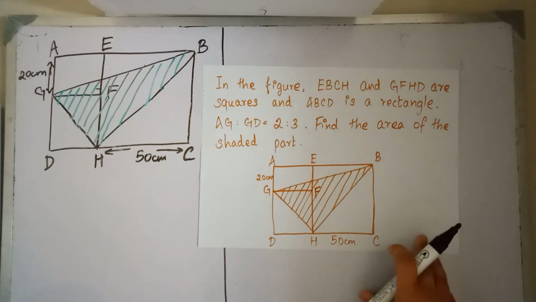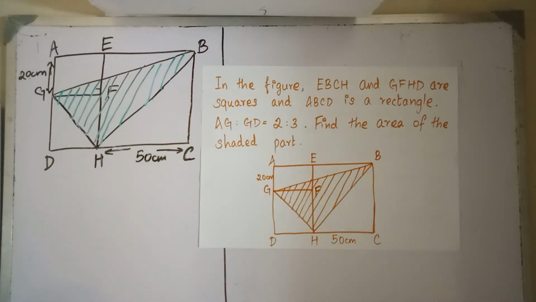Take a look at this geometrical figure. In the figure, EBCH and GFHT are squares and ABCD is a rectangle. AG is to GD is equal to 2:3. Find the area of the shaded part.